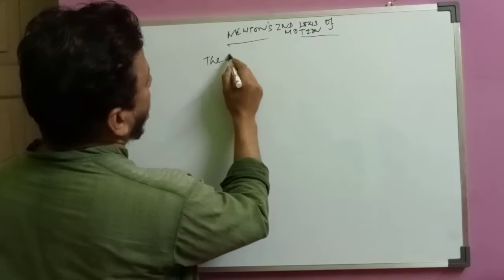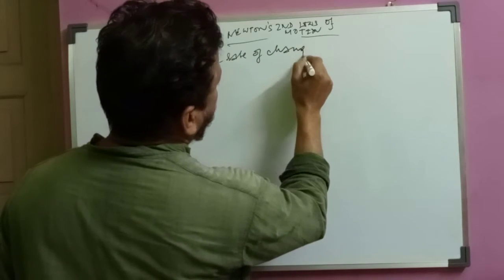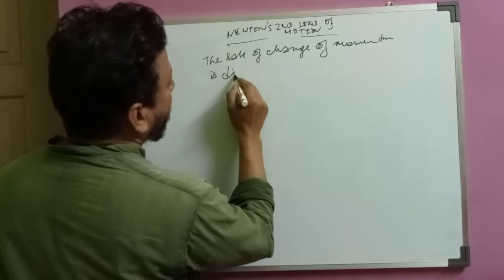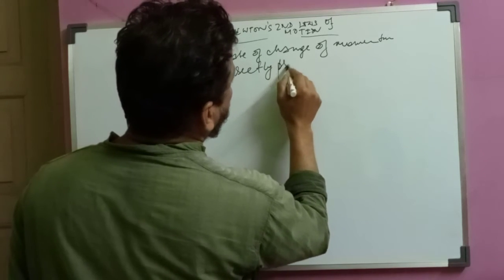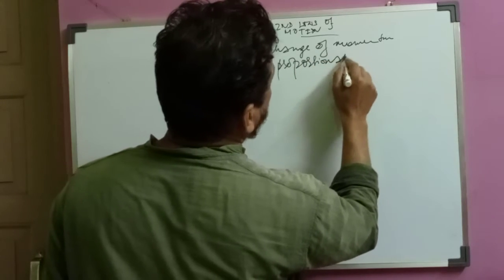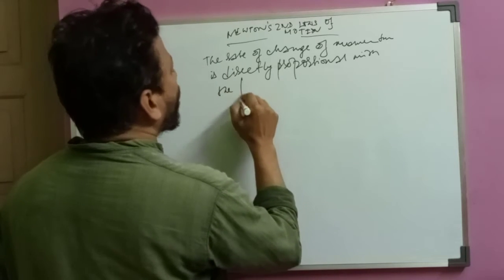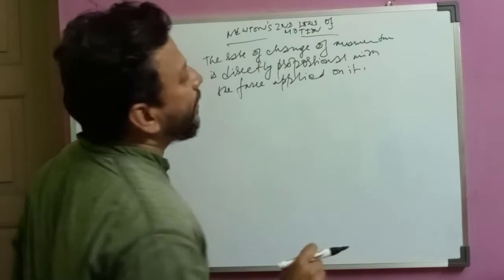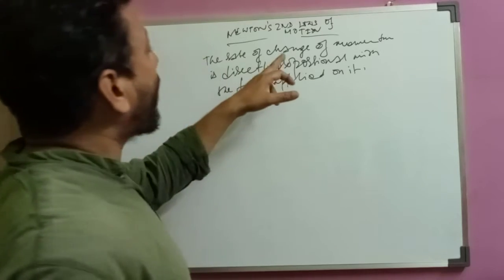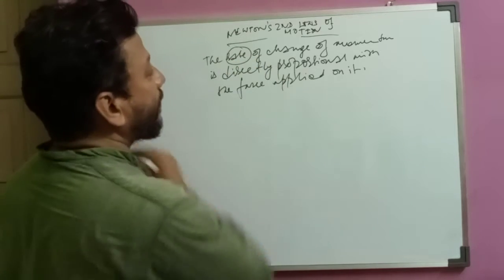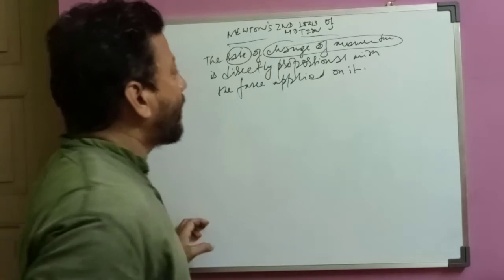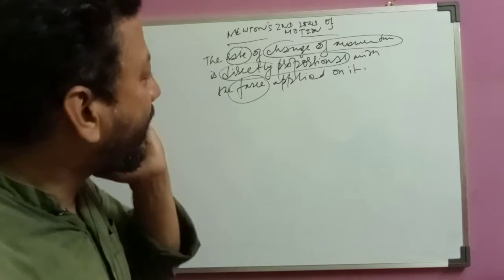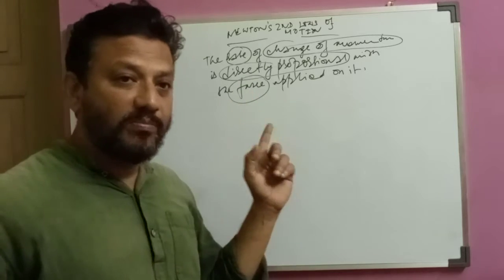The rate of change of momentum is directly proportional to the force applied on it. So what we have learned: the rate of change of momentum and the force are directly proportional. So what are the postulates from this second law of motion?